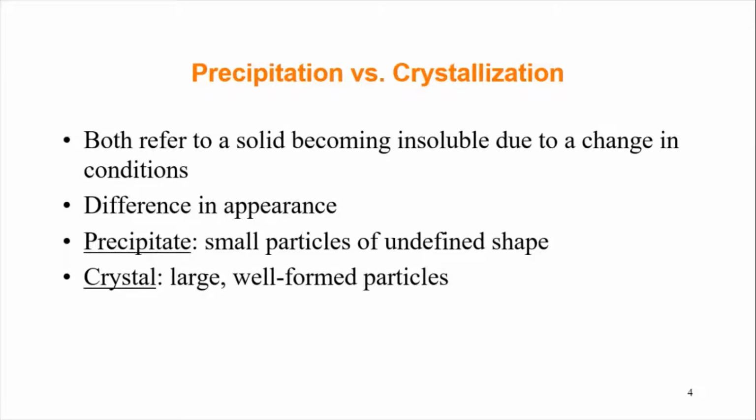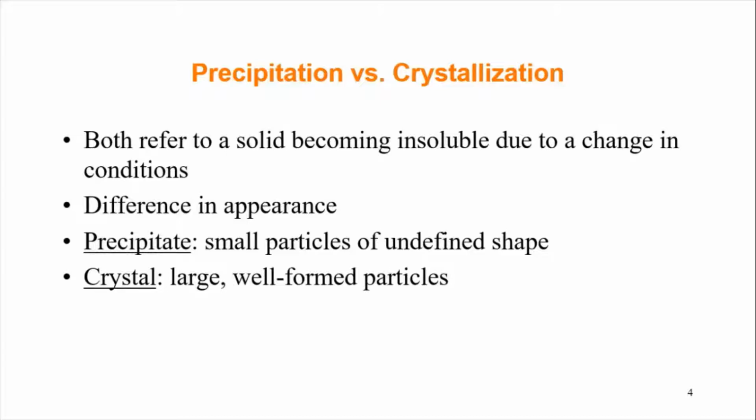Now, typically, for the most part, there are several differences between precipitation and crystallization. Of course, both of them refer to a solid becoming insoluble due to a change in conditions. Now, precipitates and crystals are different in appearance. Precipitates are typically made of small particles of undefined shape, whereas crystals are made of large, well-formed particles. And of course, we talked about crystalline solids in the previous unit, so that's where we're headed.